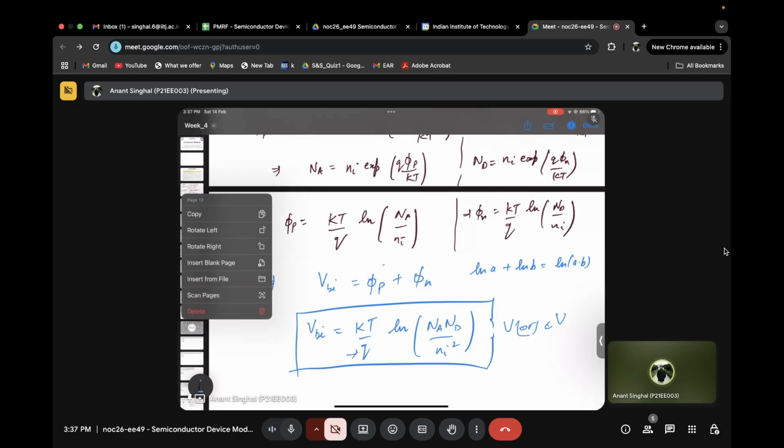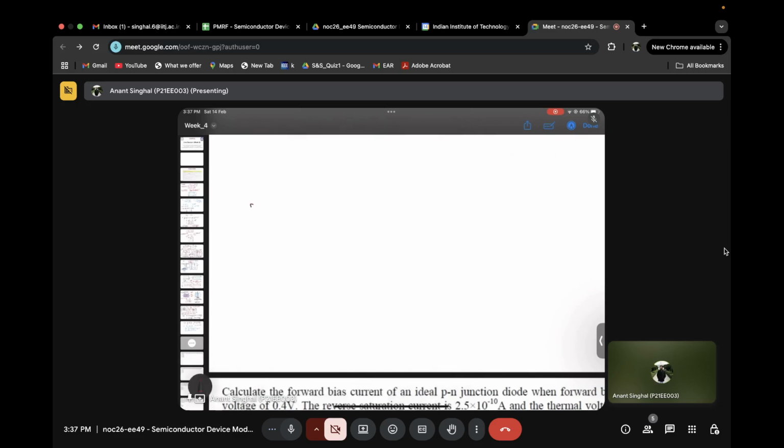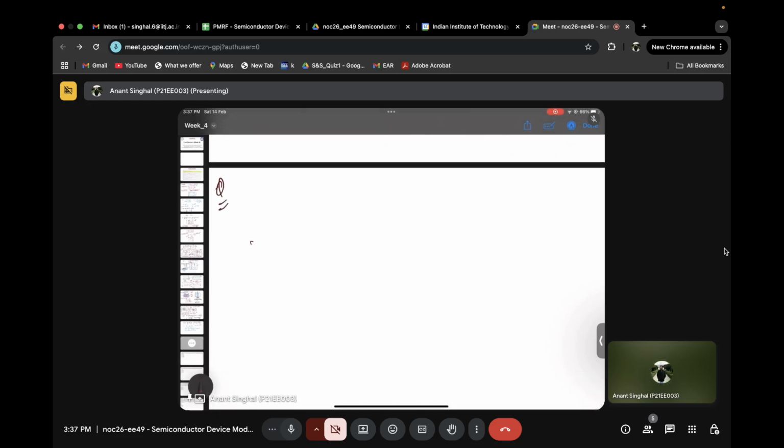So let's have a very quick numerical, a very easy one maybe. Let's say I'm giving you a PN junction in which the P-type doping is given as 3 times 10 to the power 16, and the N-type doping is given as 2 times 10 to the power 15. This is all in per centimeter cube. And let's say I'm also giving you ni, which is 1.5 times 10 to the power 10 per centimeter cube. And all of this is happening at 300 Kelvin. So calculate VBI. So this is the question. Take maybe 1 or 2 minutes and let me know the answers in the chat box.